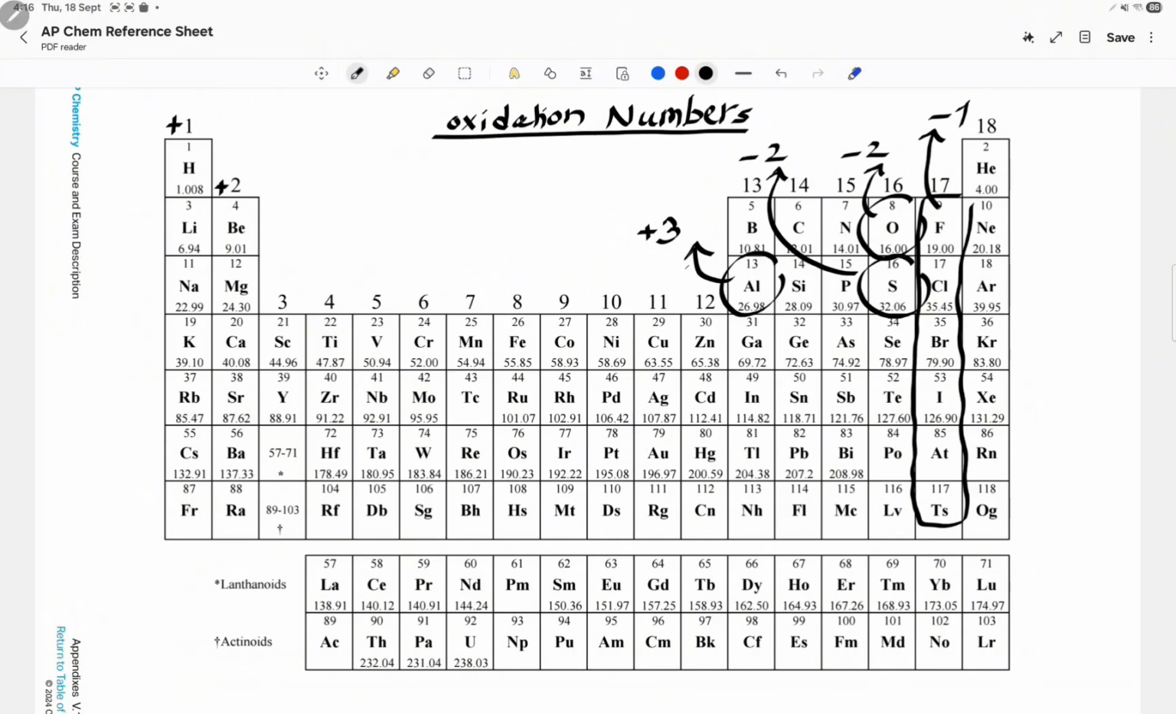And from groups 3 through 12, I can confirm for you that zinc is a +2, that cadmium is a +2, and that silver, which is Ag, is a +1. So we can also tell oxidation states for a lot of elements based on the periodic table.